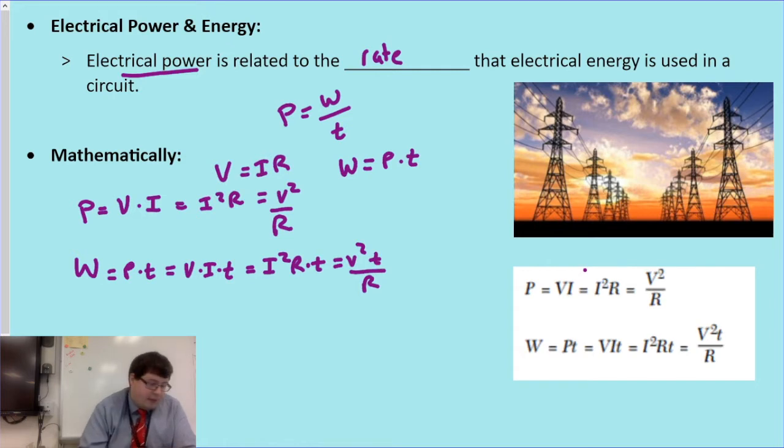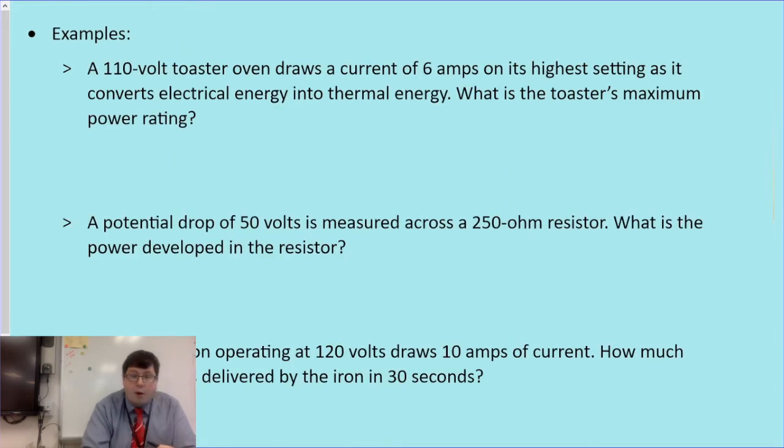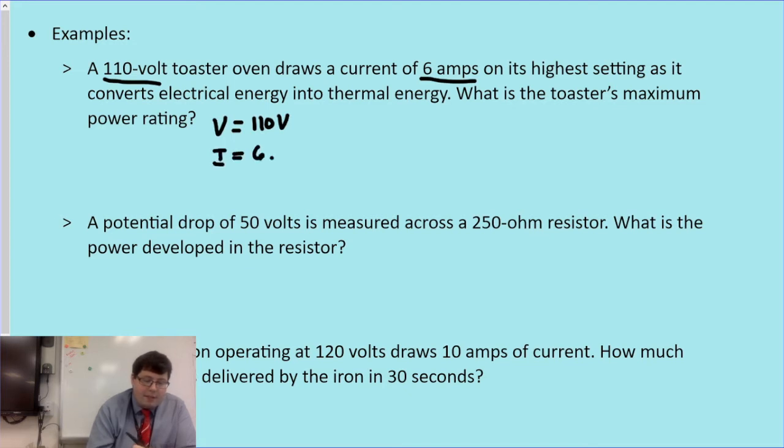So our first example says a 110 volt toaster draws a current of 6 amps on its highest setting as it converts electrical energy into thermal energy. What is the toaster's maximum power rating? Well, I know that my electrical potential, which is measured in volts, is 110 volts, and my current is 6 amps. I want to find power.